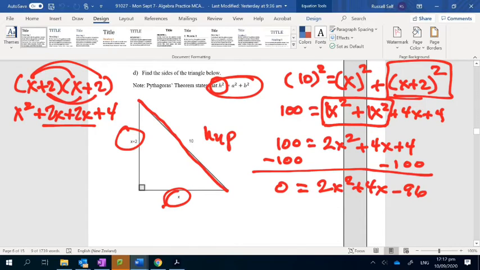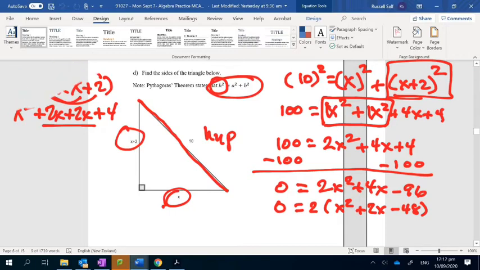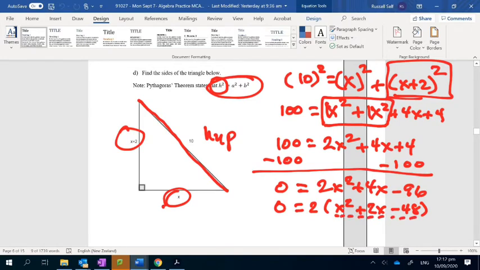Do you notice that all those numbers are even? Which means we have a common factor of what? 2. So 0 equals 2 times x squared plus 2x minus 48. Why do you put it in brackets? Because I have a multiplier in front. Oh, you're right. So I took out a factor, so now it has to be in brackets to show that that means multiply it times all of them. Yes. Now we'll factorize this thing.